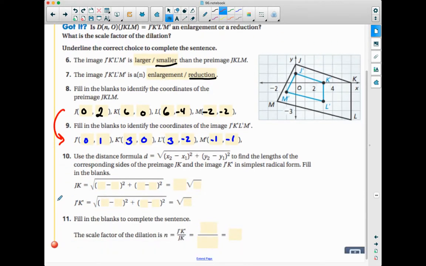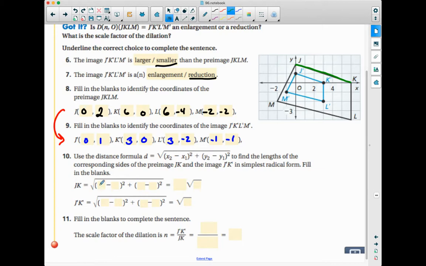Use the distance formula: distance is equal to the square root of x sub 2 minus x sub 1 squared plus y sub 2 minus y sub 1 squared, to find the length of the corresponding sides of the pre-image JK and J prime K prime in simplest radical form. So let's go ahead and find the length of JK. So that's this side right here. Okay, so we'll use our ordered pairs right here, right?